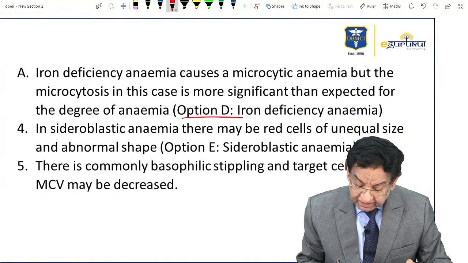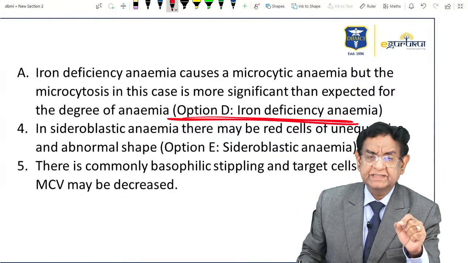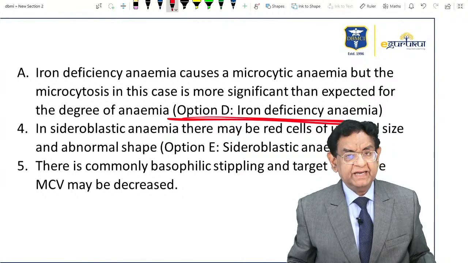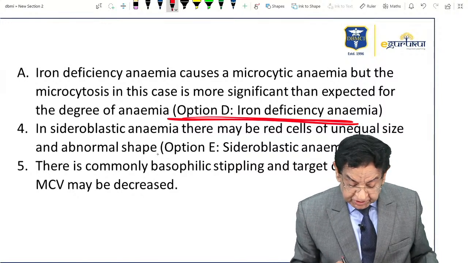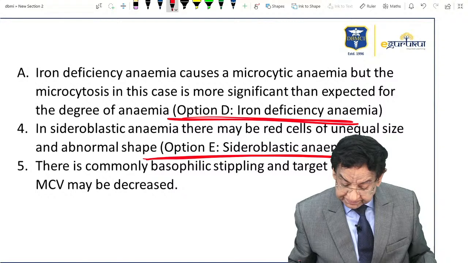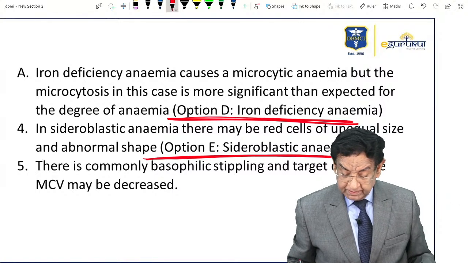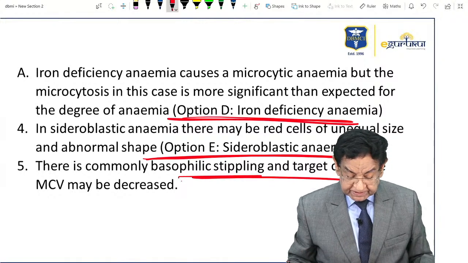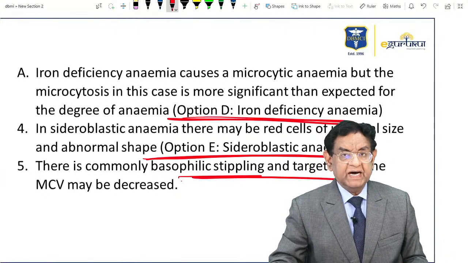Iron deficiency anemia, this is option D. Already discussed, in that case both MCV and MCH will have proportionate lowering. Hemoglobin 10 with MCV 60 is not a feature of iron deficiency. It's the same thing with megaloblastic anemia also; we don't see it like this. Moreover, in thalassemias there can be basophilic stippling or target cells may be seen. But in our case, even the peripheral smear is unremarkable.